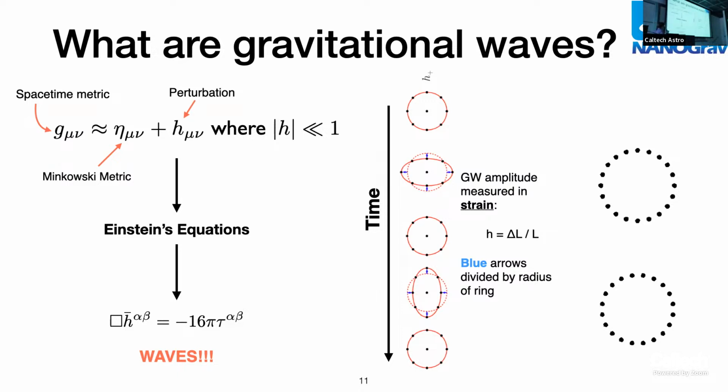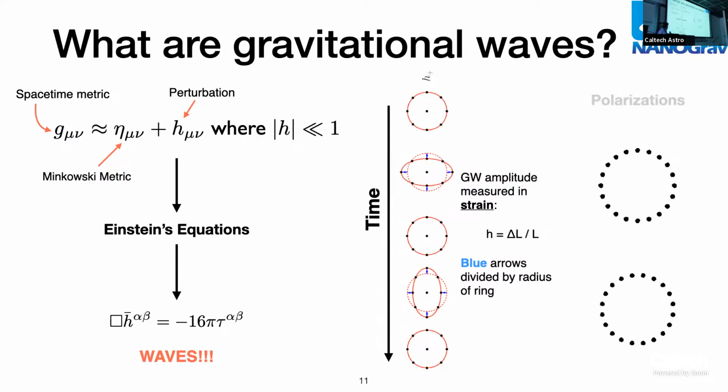So in this case, that would be the blue arrows that you see there divided by the original length of the ring. And this strain is the fundamental thing about gravitational waves. So if you imagine a gravitational wave of the same size, but a larger ring, then those blue arrows will be correspondingly larger. So this is why gravitational wave detectors like to be very, very big.